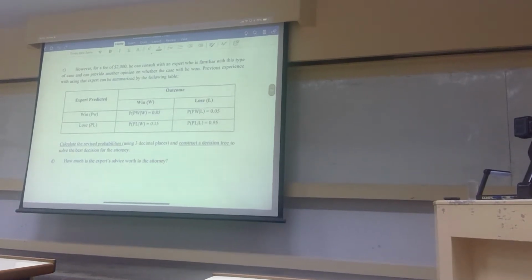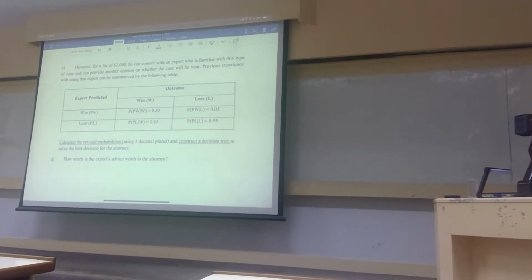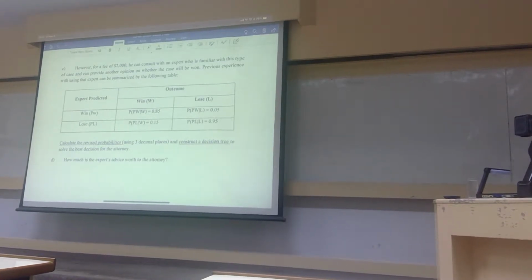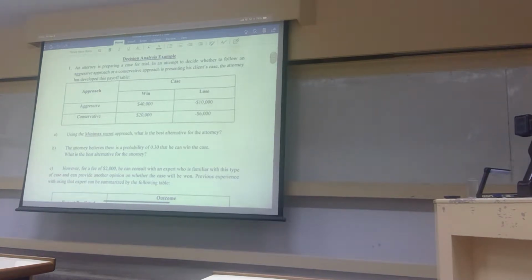So we have the result from the expert, predicting win and lose the case, and the actual outcome of these two. They want us to calculate the Bayesian probability, and then use decision tree analysis to find the best decision for the attorney. And question D asks how much the expert advisor is worth to the attorney. Firstly, we need to do the minimax to get it right. So then I clarify just a bit.